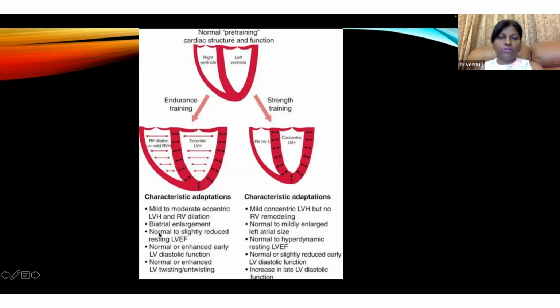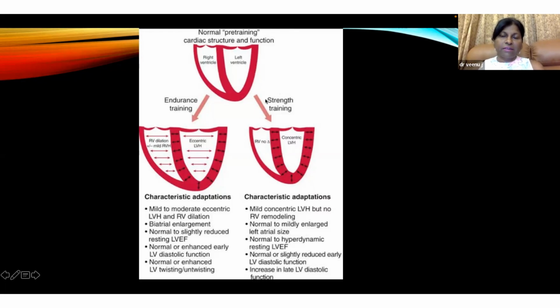They can have normal to slightly reduced ejection fraction, and they will have normal or increased diastolic function. So their early diastolic filling will be much higher, and the LV twisting and turning will also be more enhanced in order to become more efficient to get the cardiac output up.